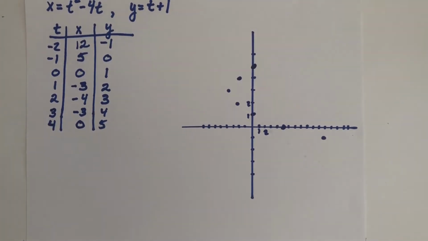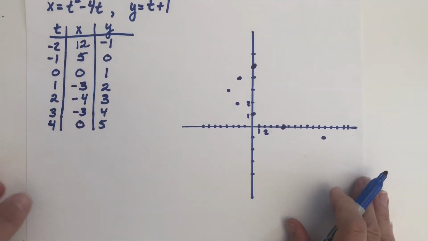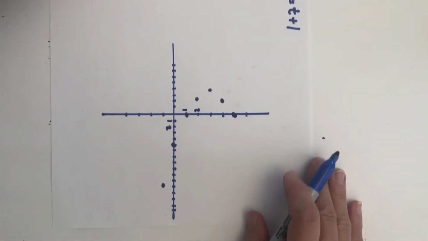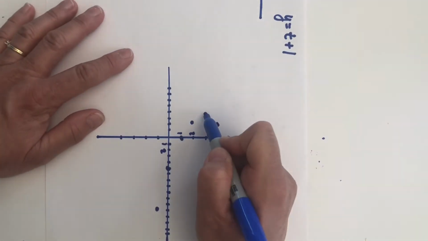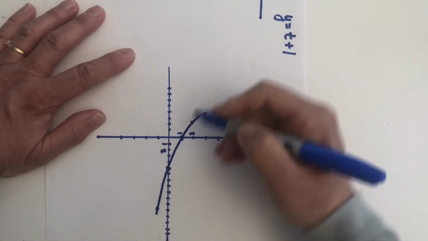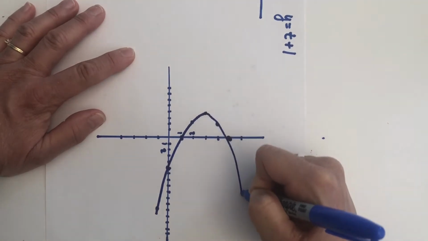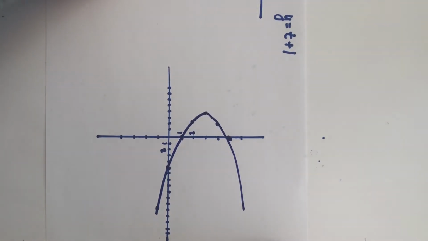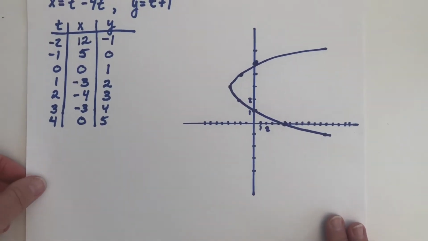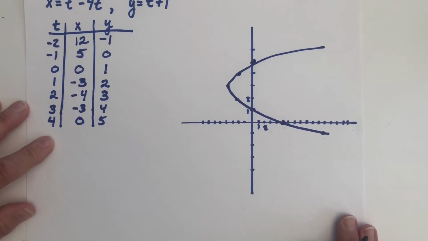And you could plot some more, but what you'll find is it looks sort of like this. And I'm going to turn my paper so that I can draw this a little bit better. It's a little bit easier for me to draw this curve. It's coming down this way. And similarly, it's coming over here. So it kind of looks like a parabola. We can confirm or find out that that's not correct in just a moment.